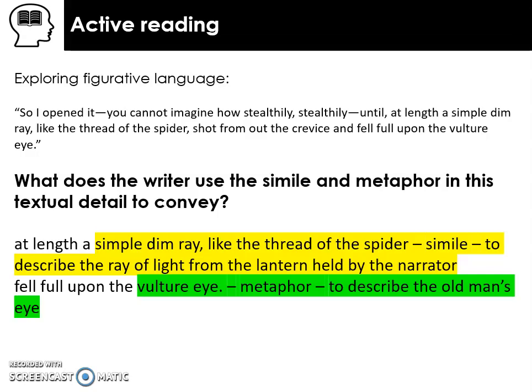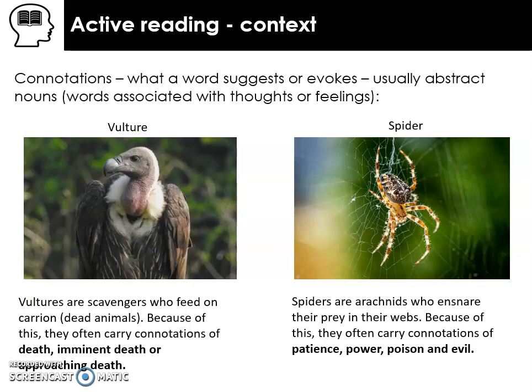So let's think about those two animals or creatures in a little bit more detail. So the vulture. Connotations: a word suggests or evokes. It's usually abstract nouns, words associated with thoughts or feelings, that we use to describe the connotations of things. And animals have quite strong connotations. Vultures are scavengers who feed on carrion, dead animals, dead flesh. Because of this, they often carry connotations of death, imminent death, or approaching death, amongst other things as well.